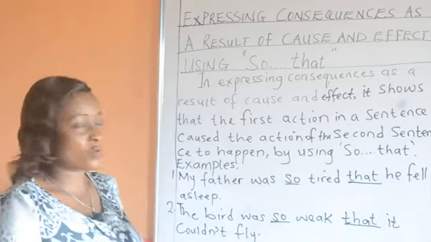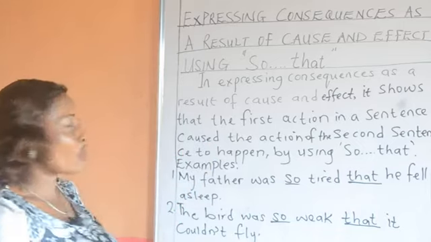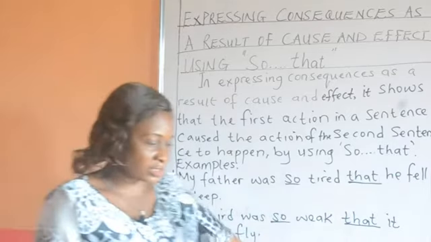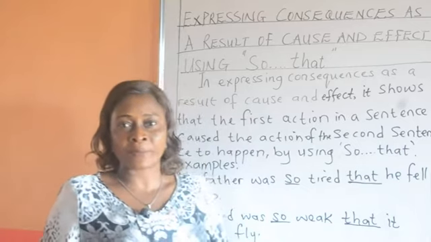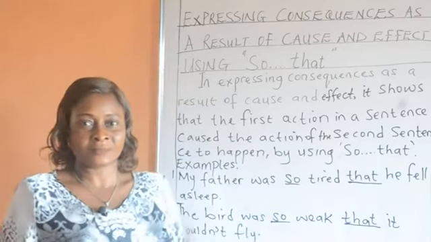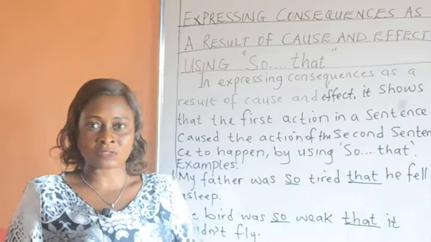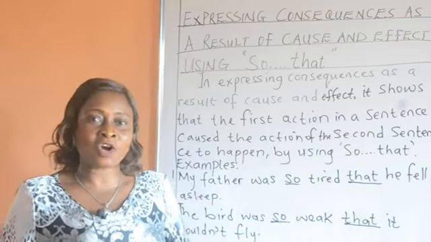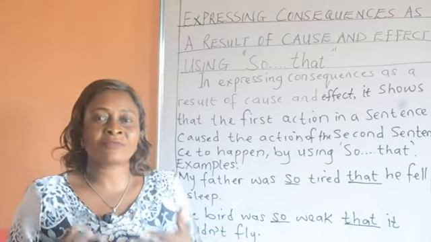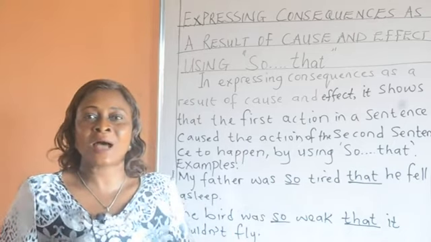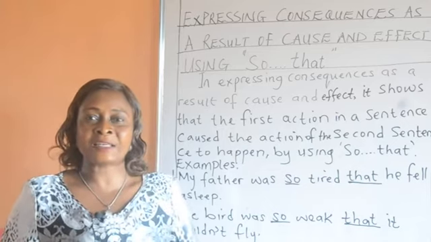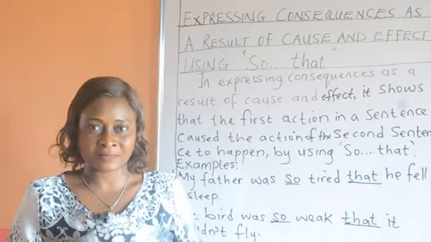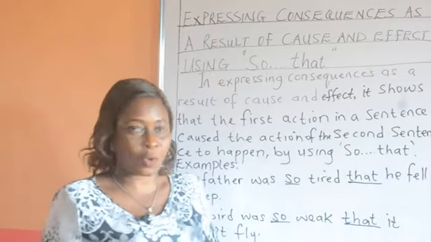In expressing consequences as a result of cause and effect, there is cause and there is effect. What caused it? What made that thing to happen? And the effect of what it caused. One is the cause and the other one is the effect. The cause is what gave rise to a particular thing, and the effect is what happens as a result of another thing that prompted it or caused it to happen.